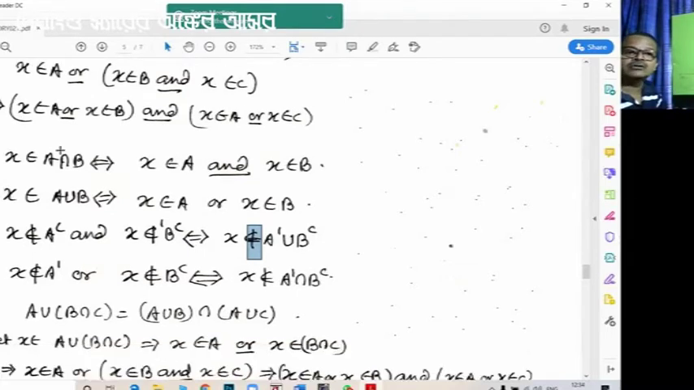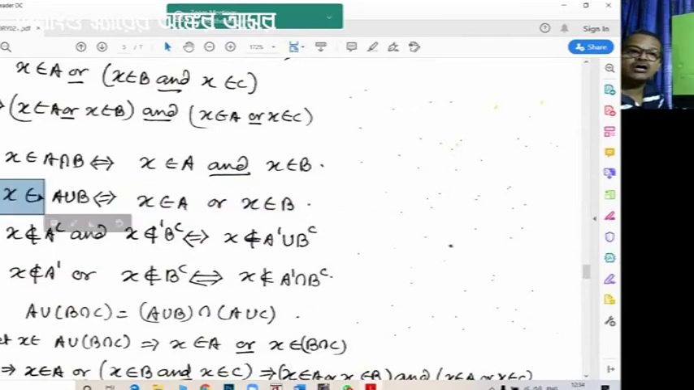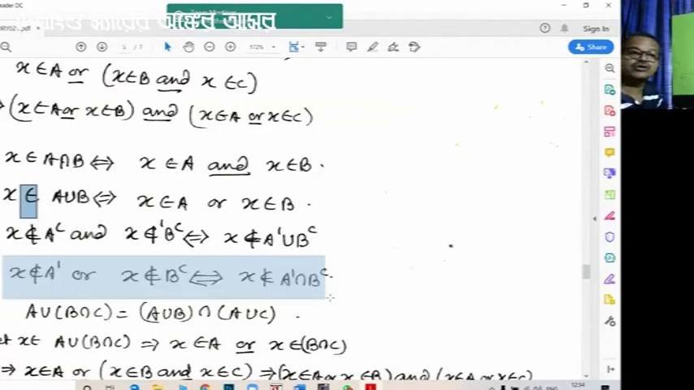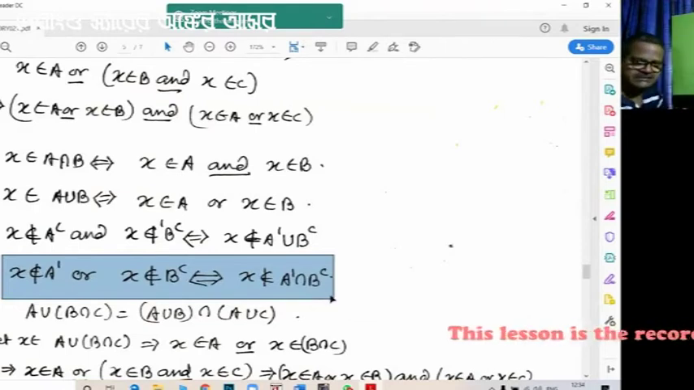Similarly, look, there is X belongs to A or X belongs to B. It was belongs to, and since it was "or", it was union. So if I convert this to not belongs to, then instead of union, it will be intersection. That I have written here. So these 6 things you have to learn very, very fast.